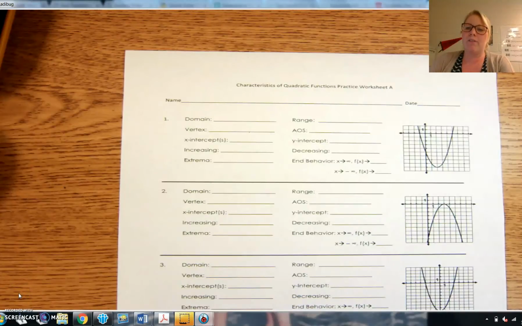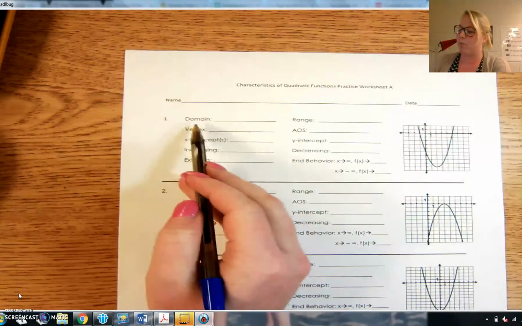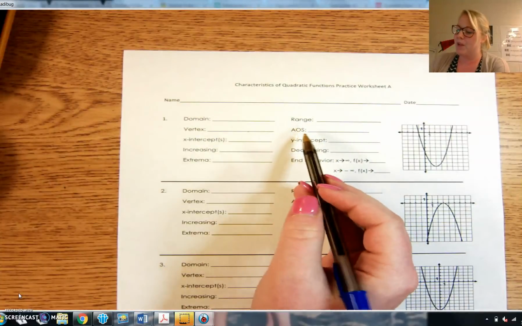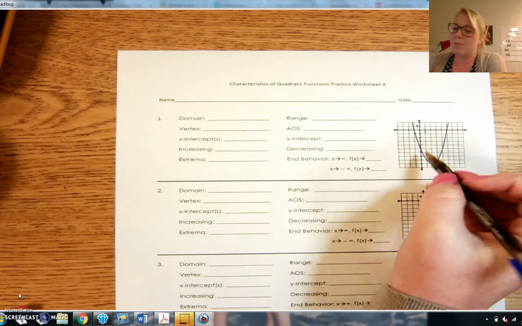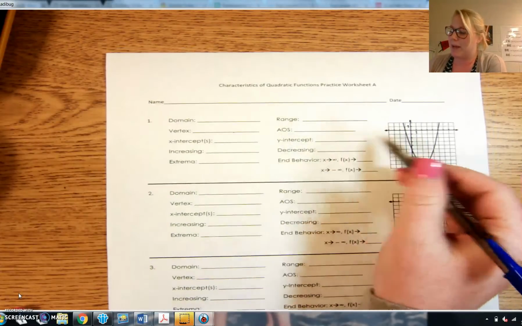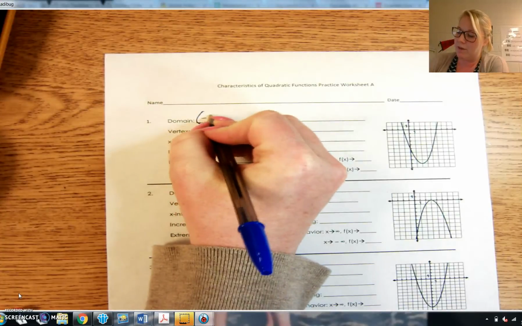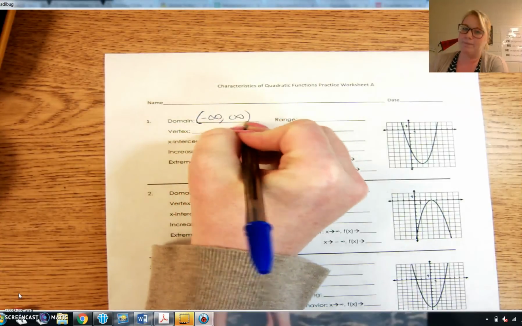So here are the characteristics of a quadratic function graph. The first thing is domain and range. We know domain is our x's and range is our y's. The domain, I can plug in any x value. I can plug in as negative as I want to and as positive as I want to. So my domain is always, for a quadratic function, negative infinity to positive infinity.